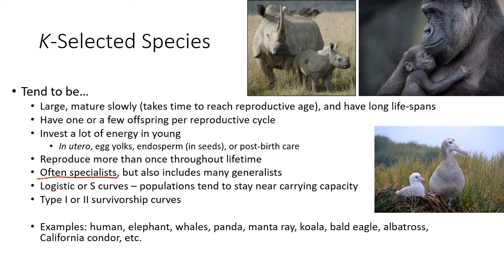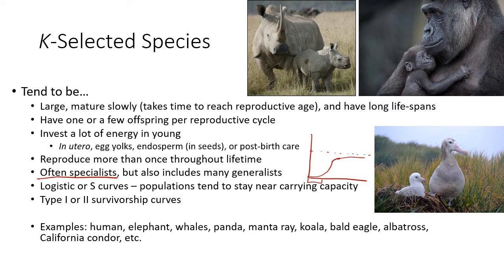Their reproductive curves or their reproductive graphs tend to be logistic or S-curves, meaning that, and I'll show a graph of this on another slide, if there is a carrying capacity in that ecosystem, and we'll talk about carrying capacity later if you don't remember it from biology, they tend to get up to carrying capacity and then just level off, okay? They have this period at the beginning where the population is growing very slowly because they only have one or a few offspring at a time.